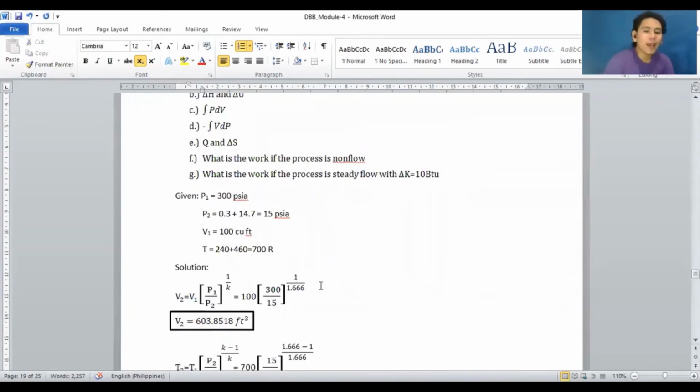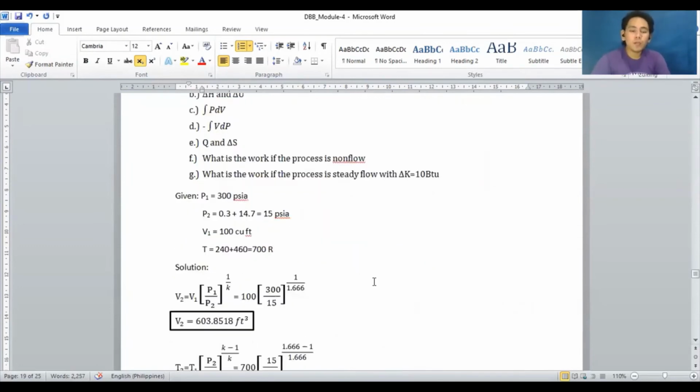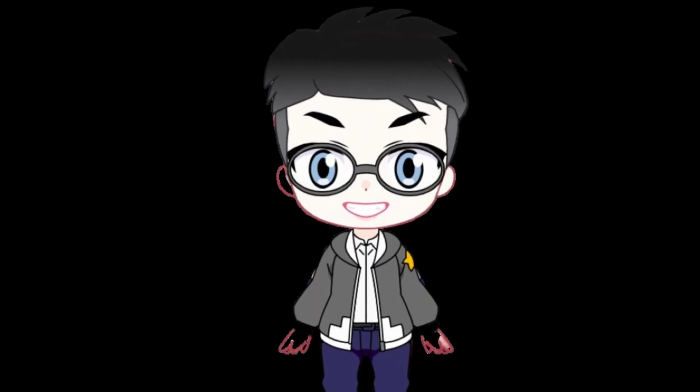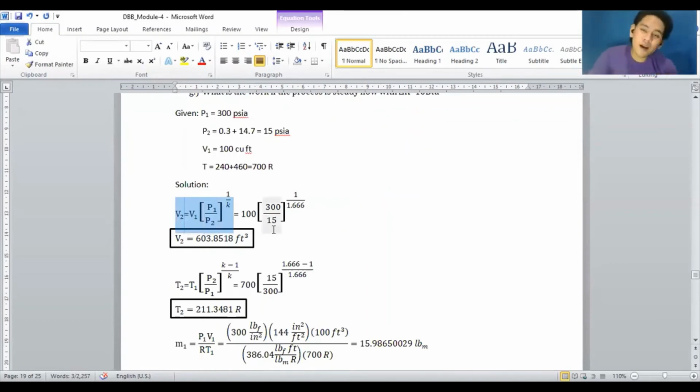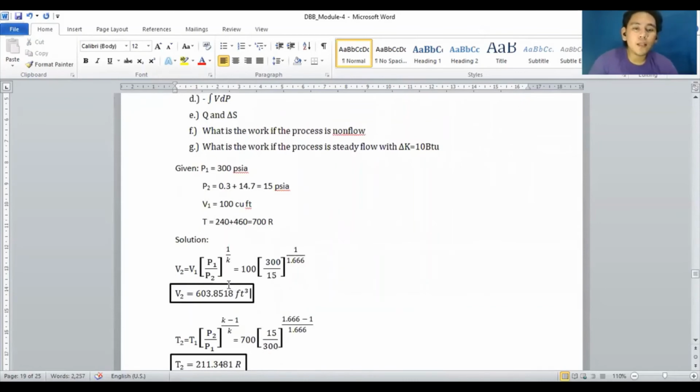Now, in the relationship of P and V, since the problem already gives a pressure and volume, we can use the TPK to get T2. Here is another relation for the volume and the pressure. The V2 over V1 equals P1 over P2 raised to 1 minus K. This is the equation for us to be able to obtain the V2, since the problem is limited to pressure and volume only.